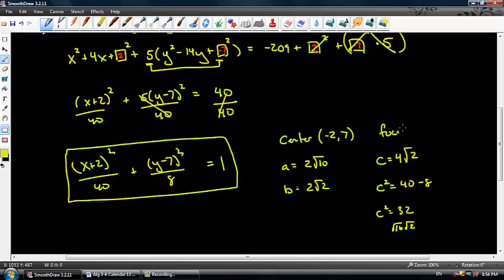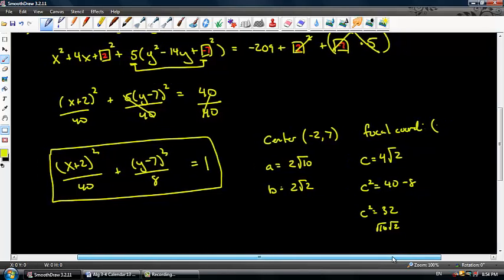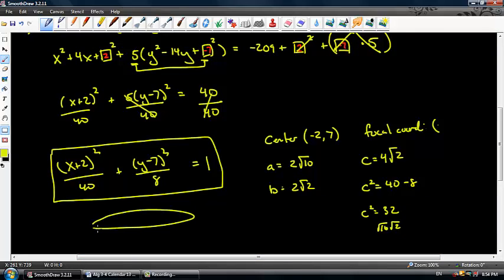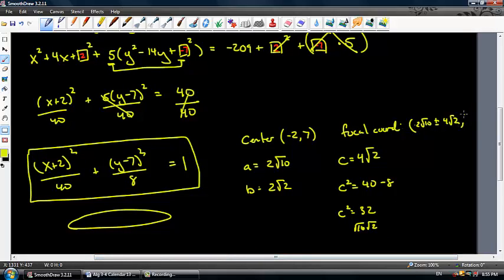So that means that my focal coordinates are going to be, let's see here, before we find the focal coordinates, what type of ellipse is this? This is a sideways ellipse because my bigger number is underneath my x values. So the x coordinate is being impacted by the focal coordinates. Sorry, not 2 rad 10, it's -2 plus or minus 4 rad 2, comma 7. Kind of complicated, but not really.